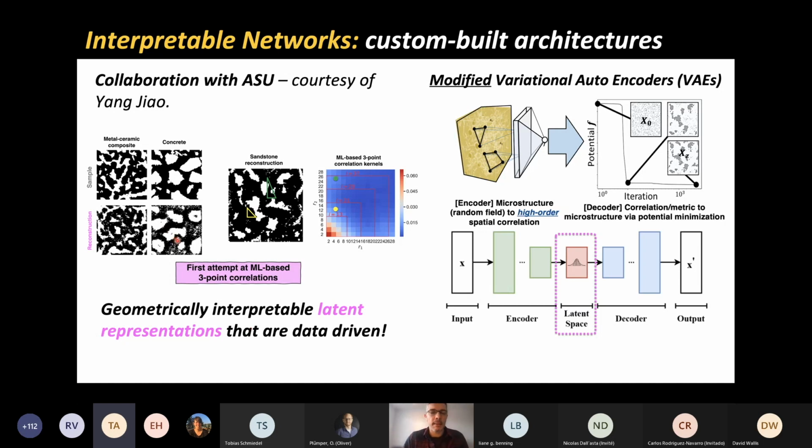And here you see our first examples in 2 dimensions. You see ceramic composite, concrete, and sandstone reconstruction. Here you see real samples and reconstructed samples. You can see that there's a bit of work to be done so that these are better, but we're getting there. What's important here is that we can go into the latent space representation. This is a very, very small subset of what comes out of a network, and we can look at these values, and they're related to actual geometry.